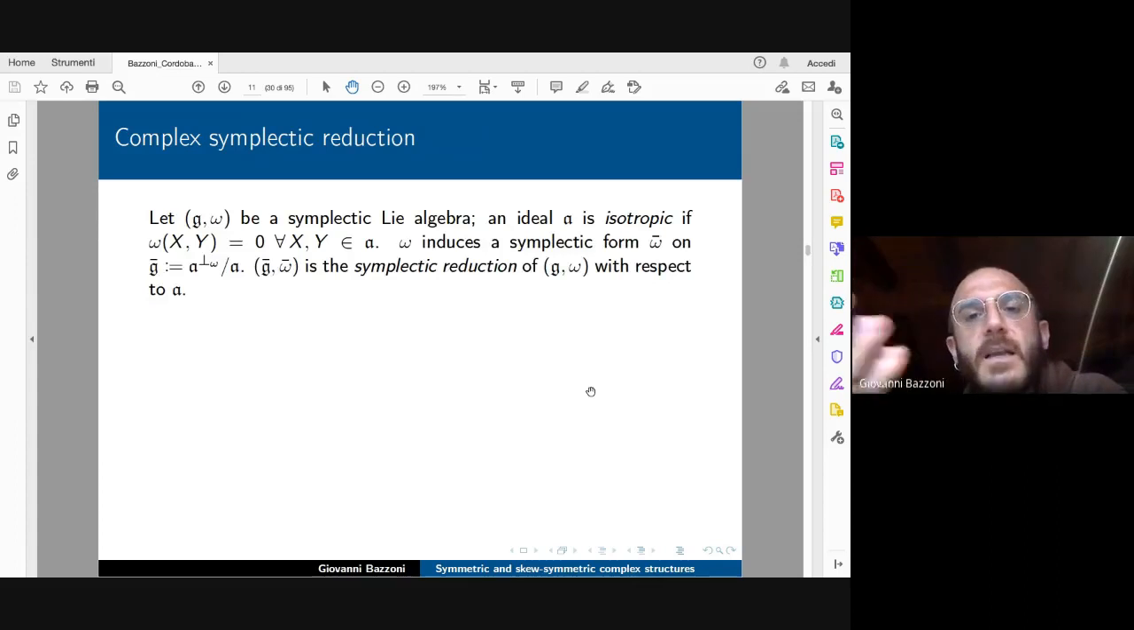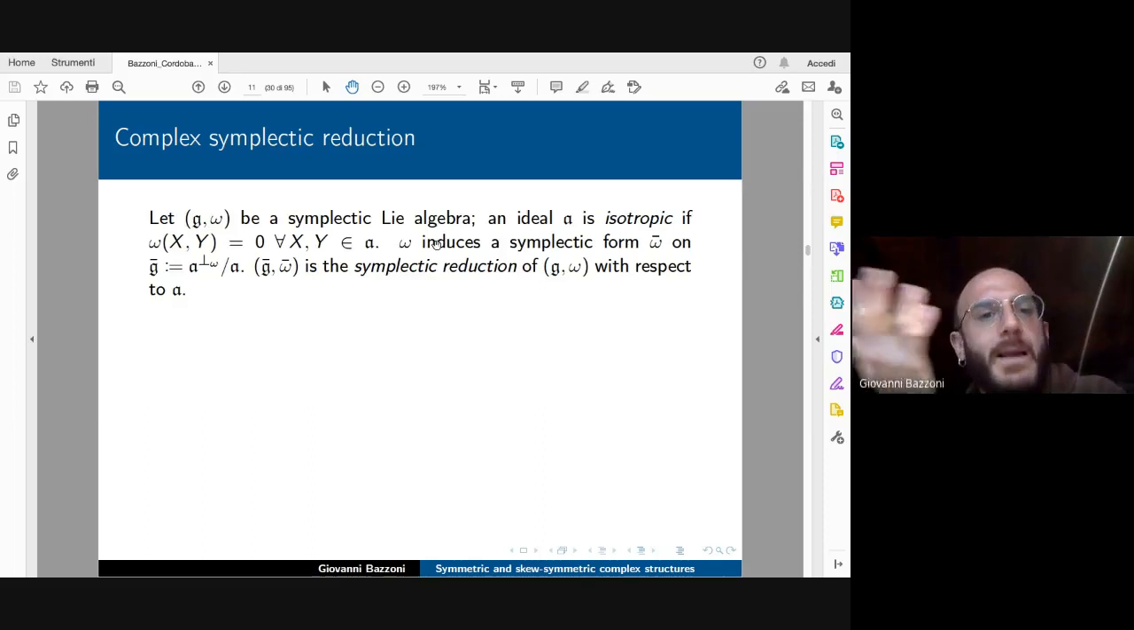And in this case, one can show quite easily, actually, that if you take the quotient G bar, which is the symplectic orthogonal of A quotiented by A, then omega induces a symplectic form omega bar on it. And we call G bar, omega bar the symplectic reduction of G, omega with respect to this isotropic ideal. Okay, this is basically mimicking symplectic reduction in symplectic geometry.